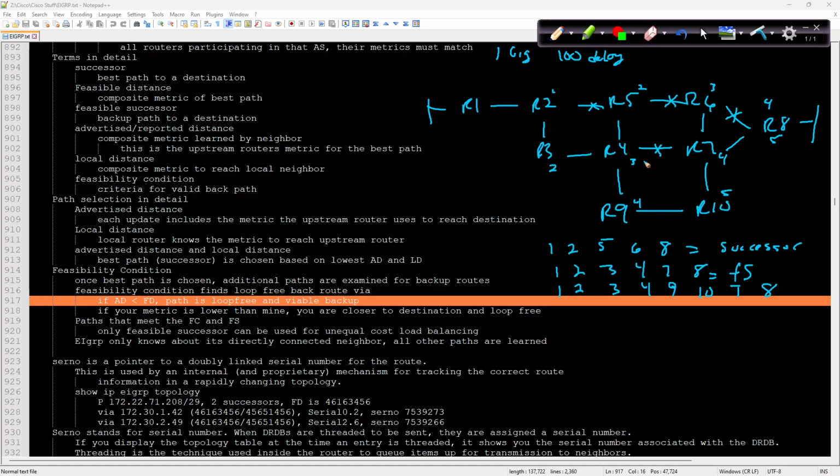But if it had to go R4 to R7, R10 to R9 to R4 to R7, the advertised distance is going to be way higher than the feasible distance because you're having to go into a loop in order to get to where you've got to go. There's no point in that.